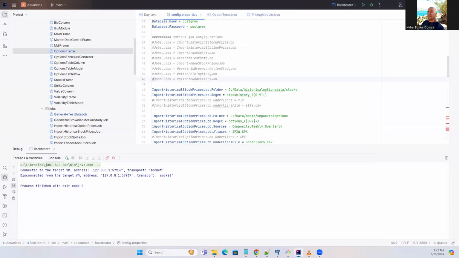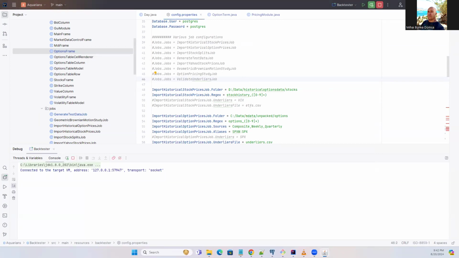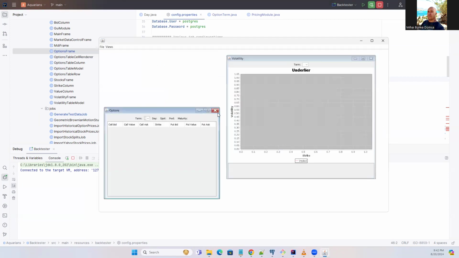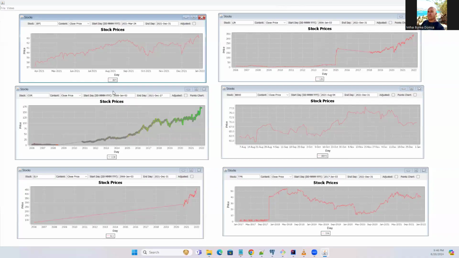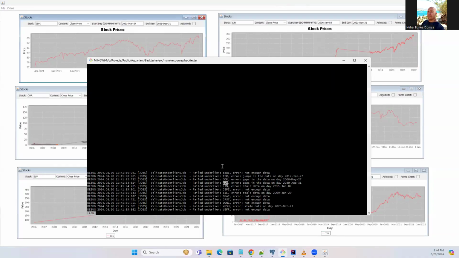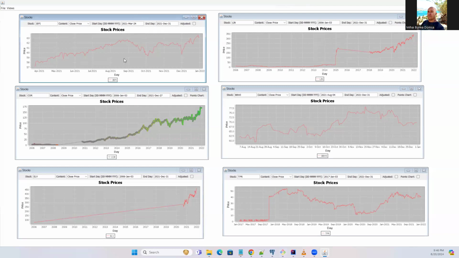Disable the job and restart the software in graphics mode. And let's open these stocks. Okay, so these are a few of the stocks with problems, essentially all the problems that it detects. So let's see, this one doesn't have enough data. We need a few years of data. This one also doesn't have enough data.